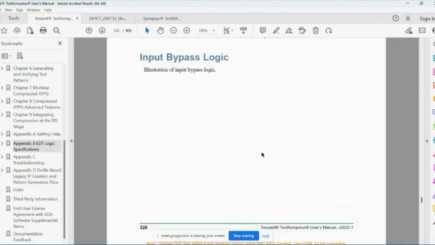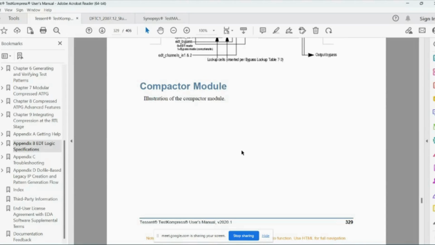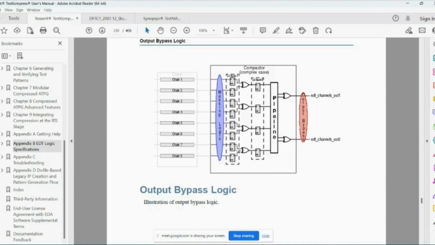Today we are going to discuss the compactor and further how the EDT DRCs will be there. What kind of DRC, design rule checks, are applicable on the compression insertion.